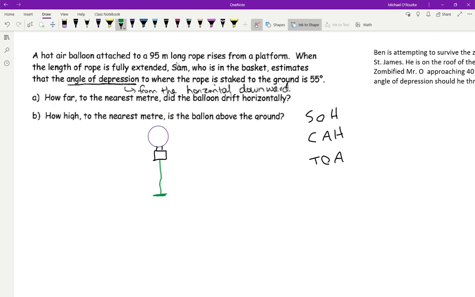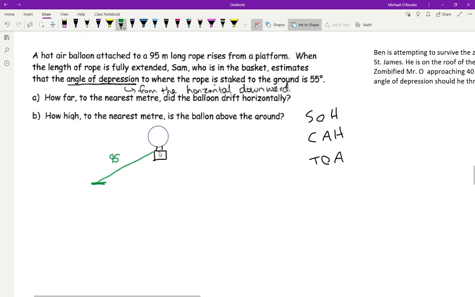Our rope is 95 meters long. Oh, I drew that mistakenly. Okay, so the rope is attached to our platform right here. Okay? So that's 95 meters all the way down. Sam, who's in the basket, estimates the angle of depression to where the rope is attached is 55 degrees.